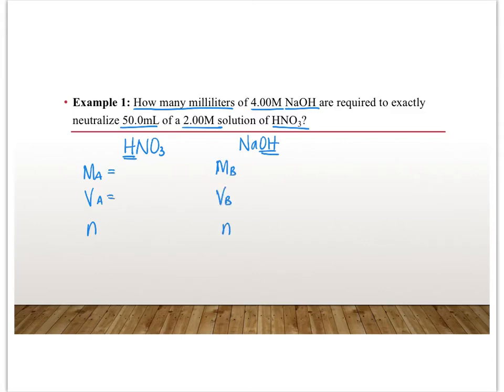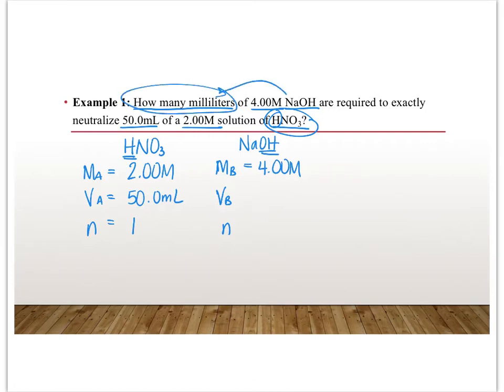So the molarity of the acid is 2 molar. The volume of the acid is 50 milliliters. And then N, looking at the formula for this acid, N is equal to 1. On the base side, the molarity of the base is 4. The volume of the base, it's asking us how many milliliters of sodium hydroxide, and N is going to be equal to 1. So when we set up this formula, what?